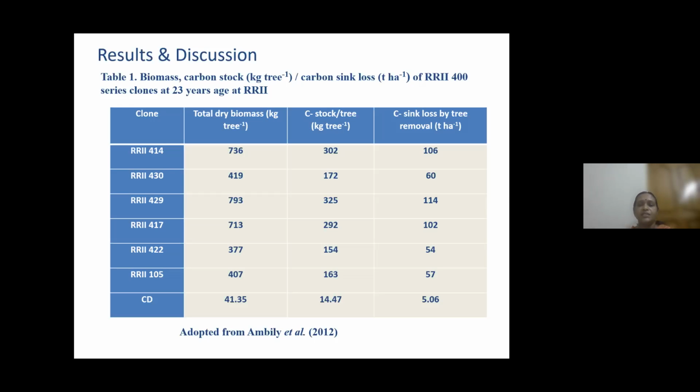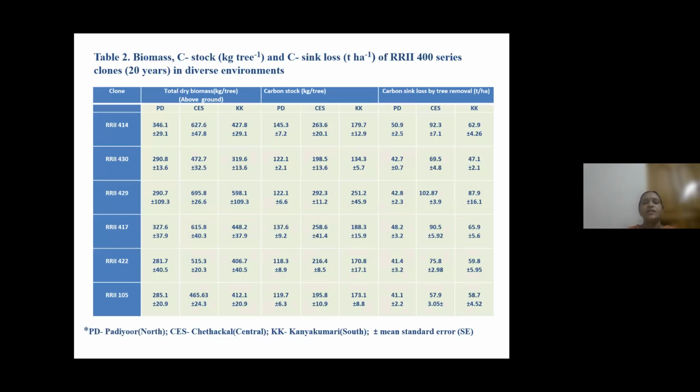Here it can be seen that the clones differed in their biomass accumulation and carbon stock. Among the clones, RRII 429 has the higher carbon sink loss. And it can be seen that these clones are in different locations.